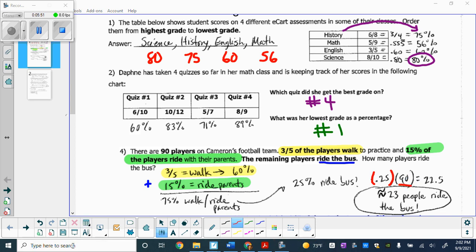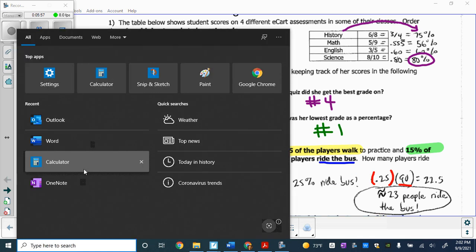So when I bust out my calculator, which is not loading, sorry, here it comes, it's taking forever, sorry about that.